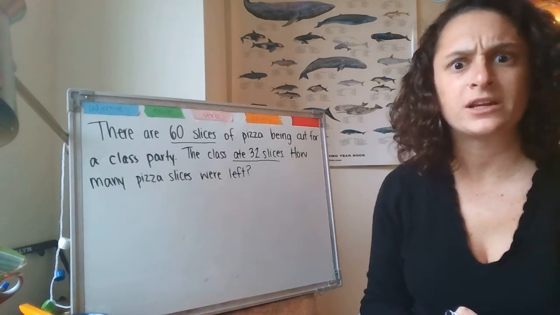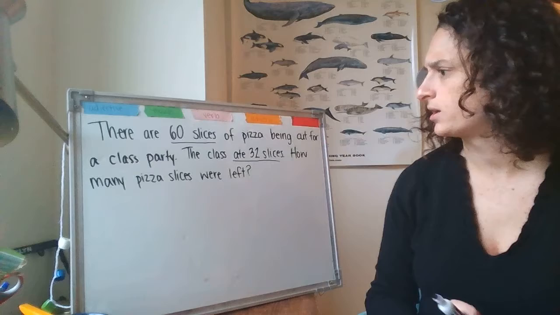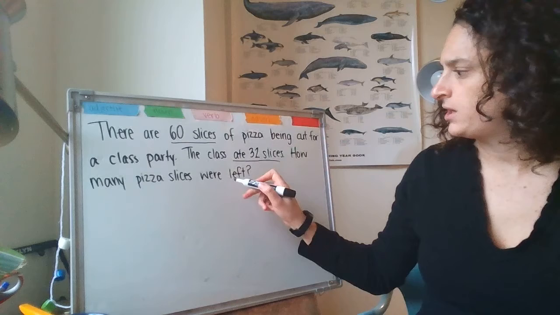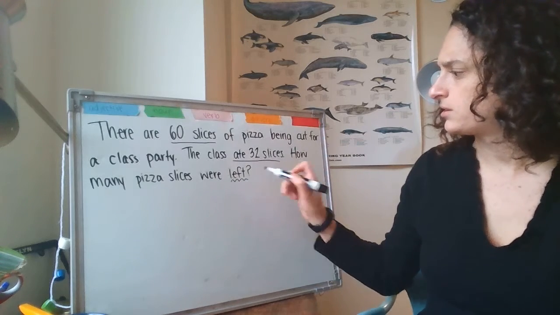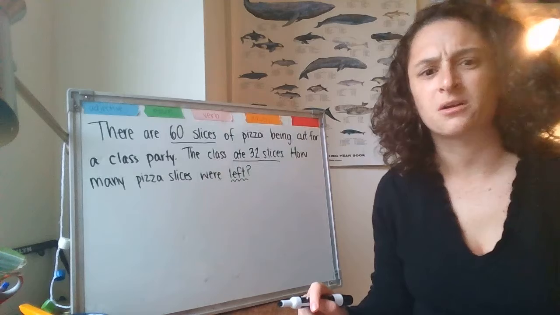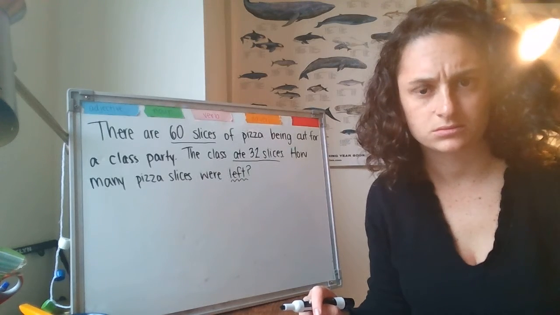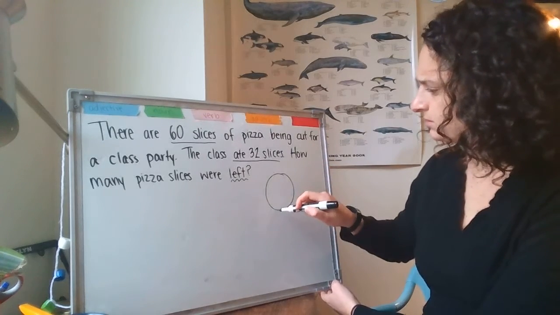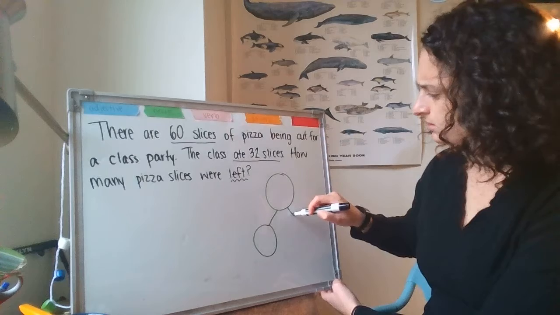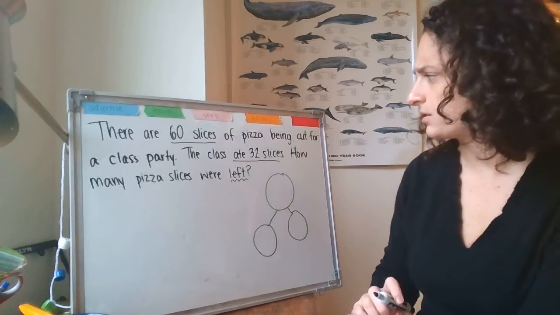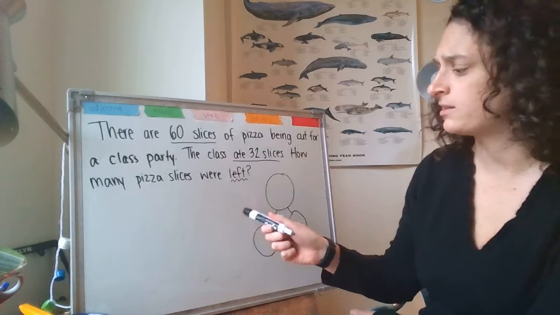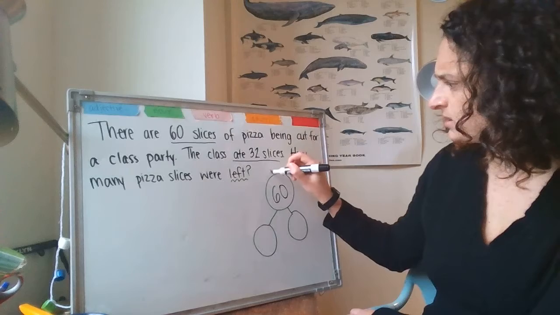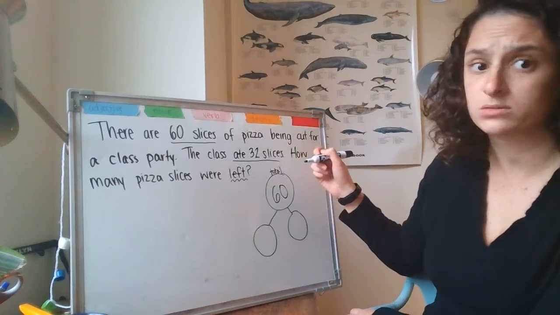Now we need to know, what are we looking for? It says, how many pizza slices were left? How many were left? Are we going to look for a part or a total? The class had 60 slices of pizza. The class ate 32 slices. How many are left? I think the class started with 60, and 60 was the total, or the whole.